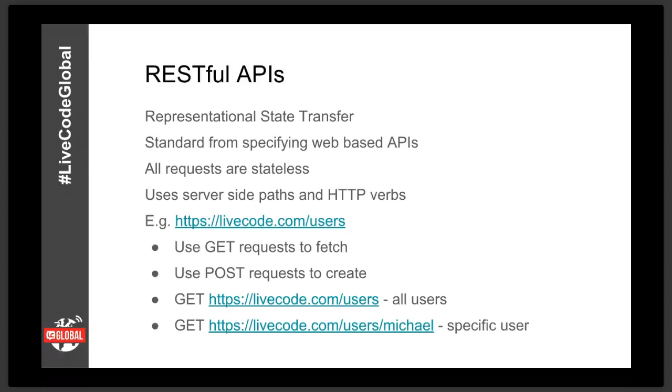Now, all the requests are stateless. That means each request is independent of another, and it uses the HTTP verbs and server-side paths to specify that API. I'll come on to a little bit more detail later, but an example might be sending a GET request to livecode.com/users. That will return a list of all the users, and sending a GET request to livecode.com/users/Michael will return a specific user. So you notice the path there, users and users/Michael, that's used to specify our API. That's how we get individual parts of the database in our case.